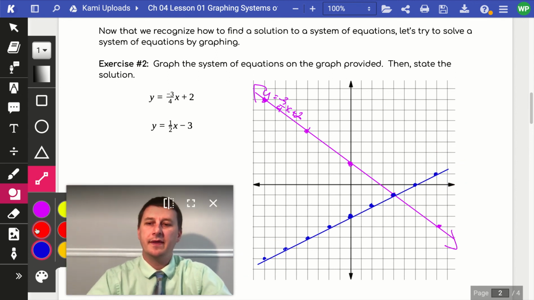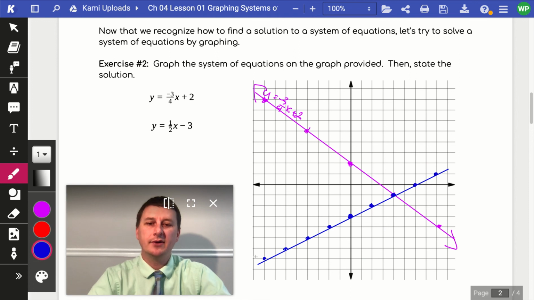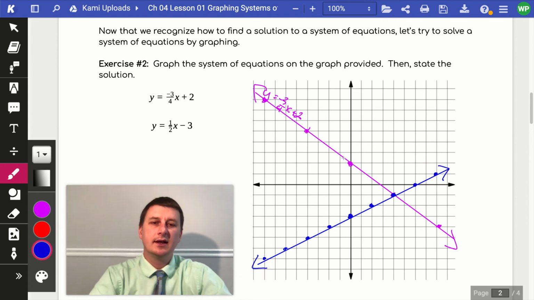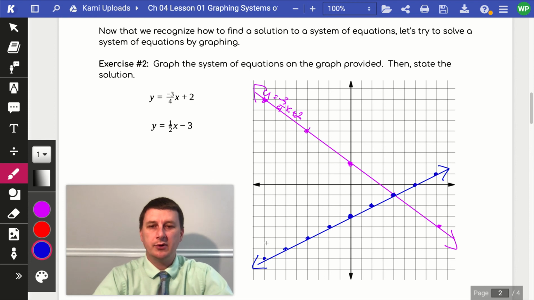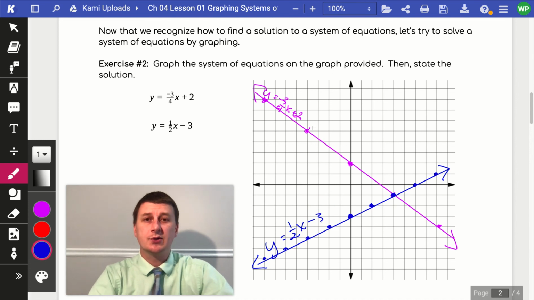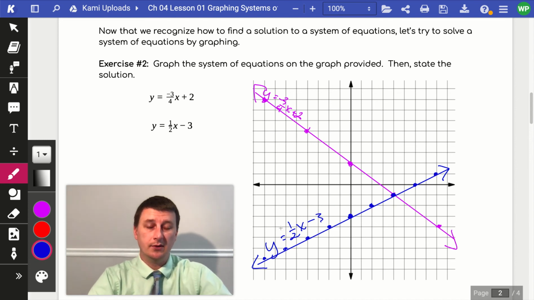And after we've done that, we need to put arrows on these lines. And just as this equation has a label, we want to make sure to label the blue equation as well with y equals 1/2 x minus 3 to tell which equation is which. So we have now graphed our system of equations fully.